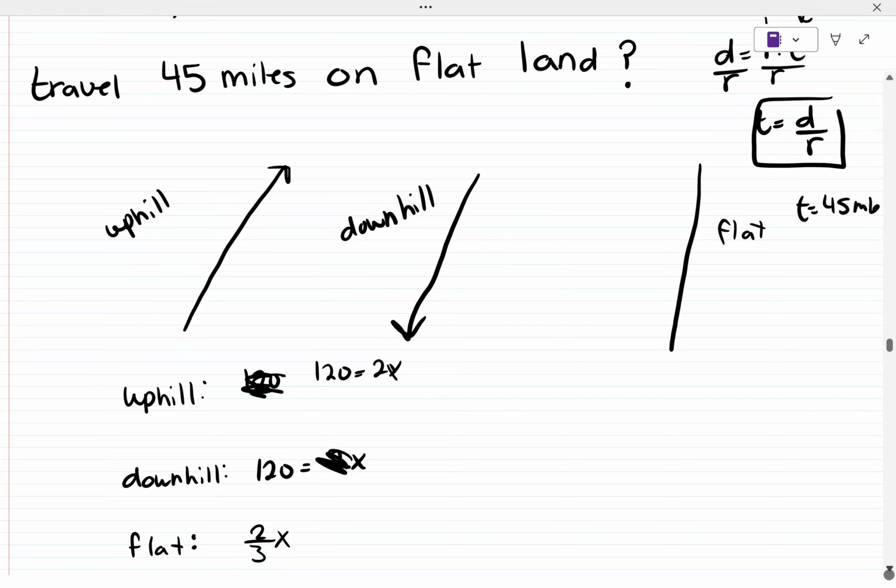Wait, I think we can solve for x now. So you're going to divide this by 2. So you get x equals 60 miles per hour. And for the flat, so we're going to say two-thirds of x is equal to 60.